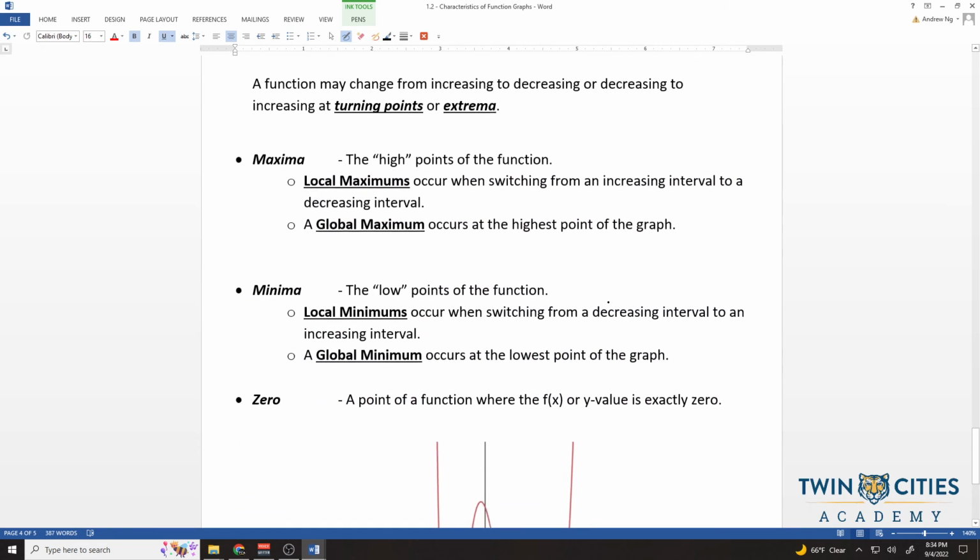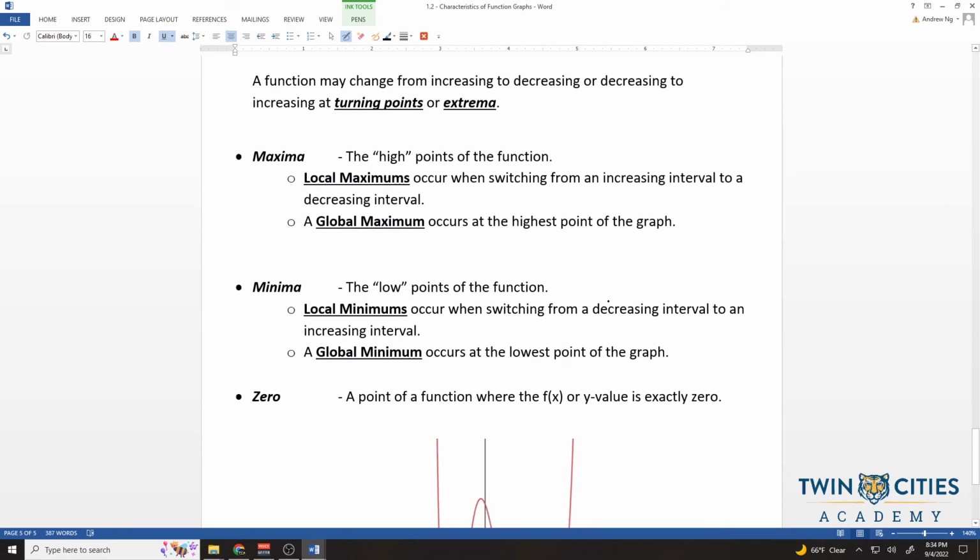And lastly, we're going to talk about turning points or extrema. So extrema is a group of different types of points. Some of these are going to be maxima, some of these are going to be minima. Maxima sounds a lot like max, maximum. These are going to be the high points of the function.